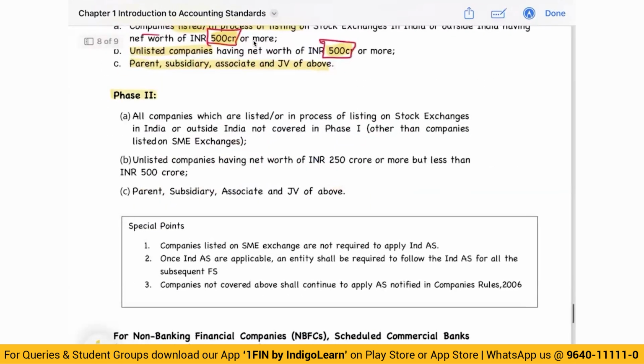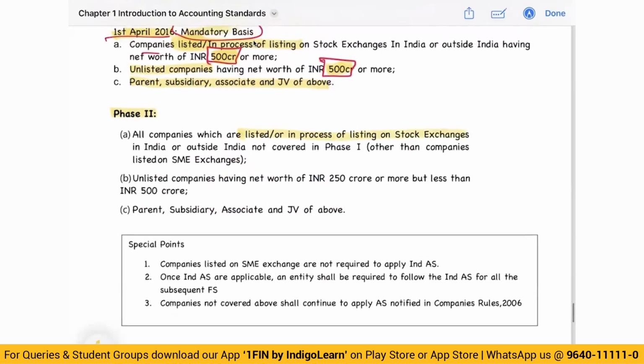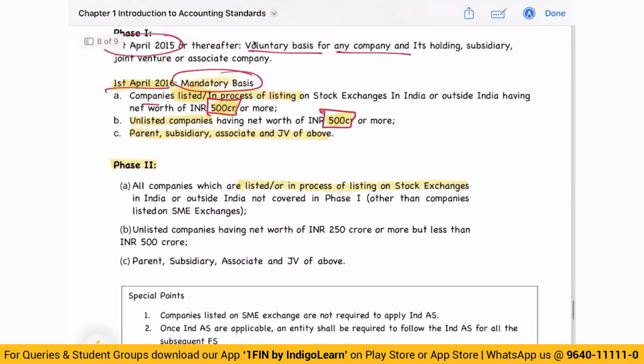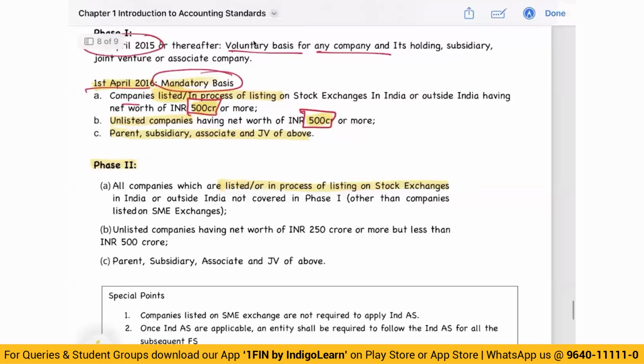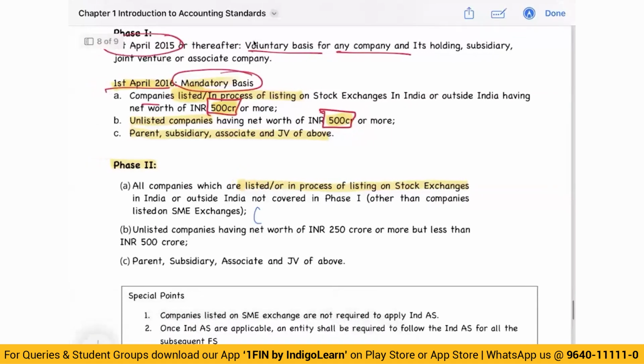In phase 2, they cover all listed or in-the-process-of-listing companies. If any company is listed or is in the process of getting listed, you will cover them. But here there is no limit. So as of today, if there is any company which is listed or is in the process of listing on any stock exchange in India or outside India, it is covered. Okay. But if there is some company on an SME exchange, they are exempted. That's the first thing. Then if it is an unlisted company, you need to have 250 crores but less than 500 crores of net worth.